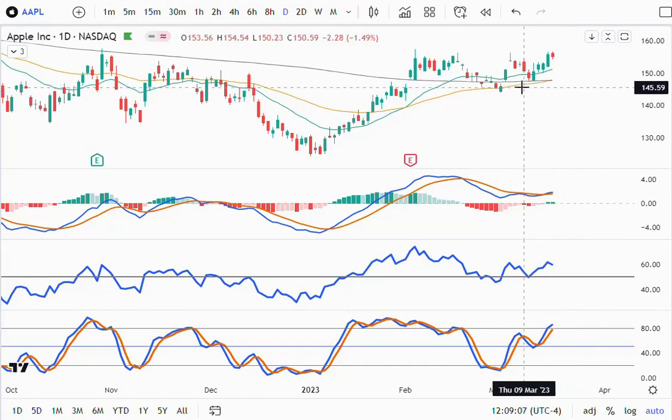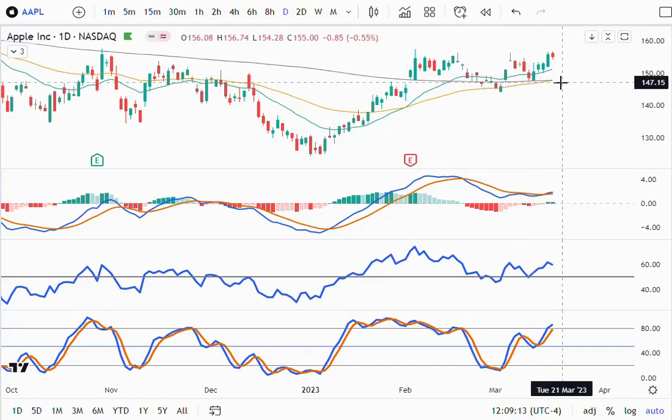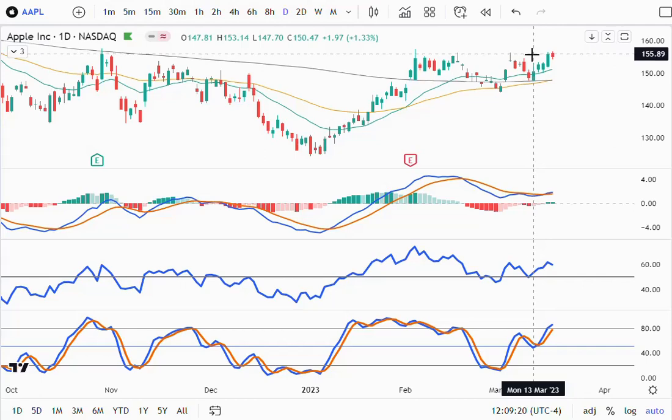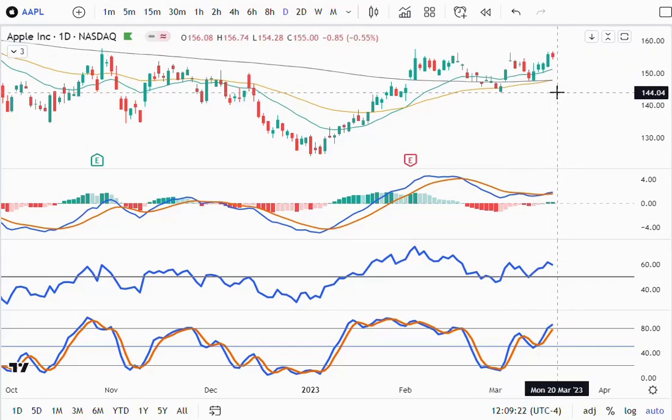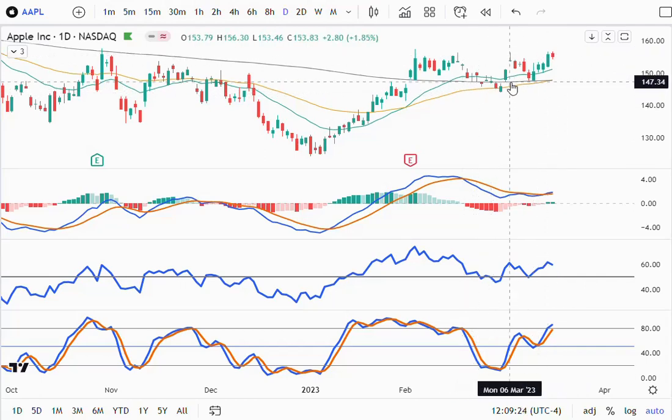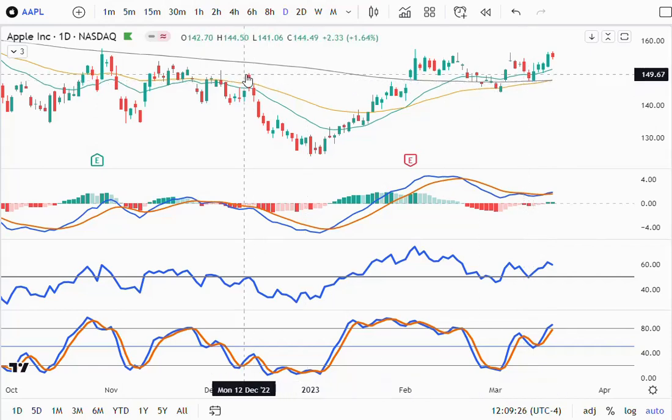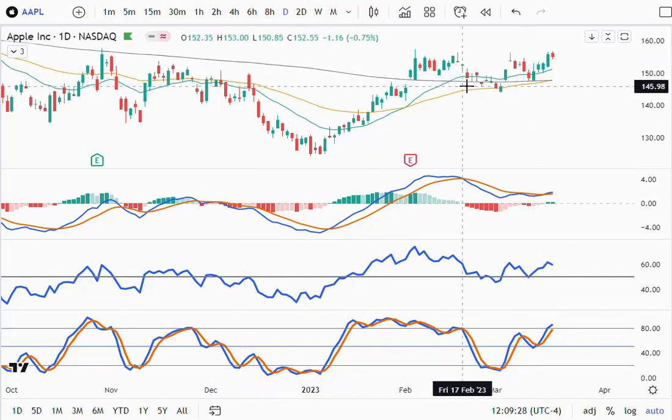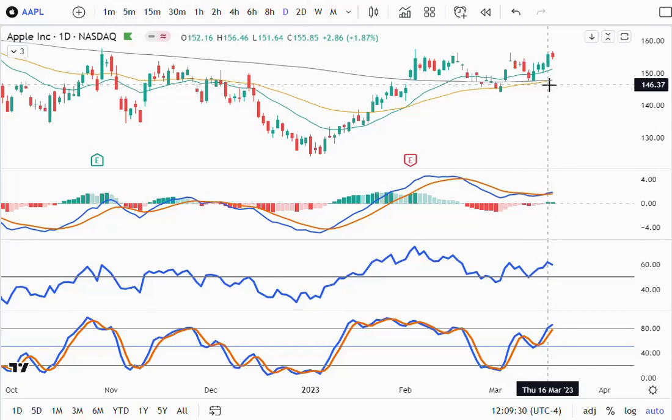You can see that the 20 EMA has moved above the 200-day moving average. The yellow one, the 50, is just about to cross above it. If it crosses above that level, that would be positive because then both of the moving averages would be above the 200-day moving average. You can see the 200-day moving average, which has been moving lower, is beginning to flatten out.